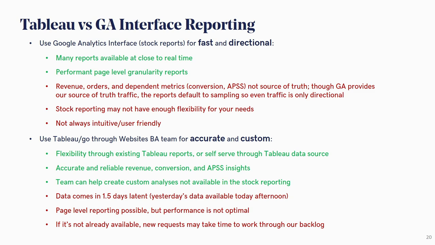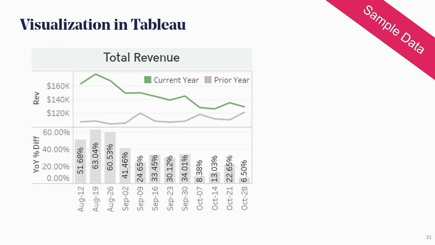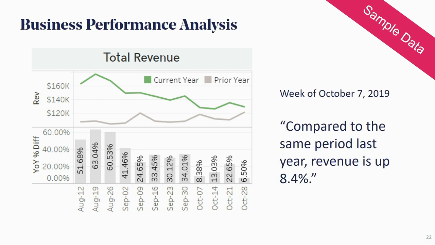Right, and so here's an example, fake data, real visualization of what we use on dashboarding at GoDaddy. And what you see is revenue in the current year compared to revenue prior year, the delta in between. And so this lives in a dashboard. If we were to analyze this, we would maybe send out something that says, if we look at a random week, say October 7th, compared to the same period last year, revenue is up 8.5%, right?